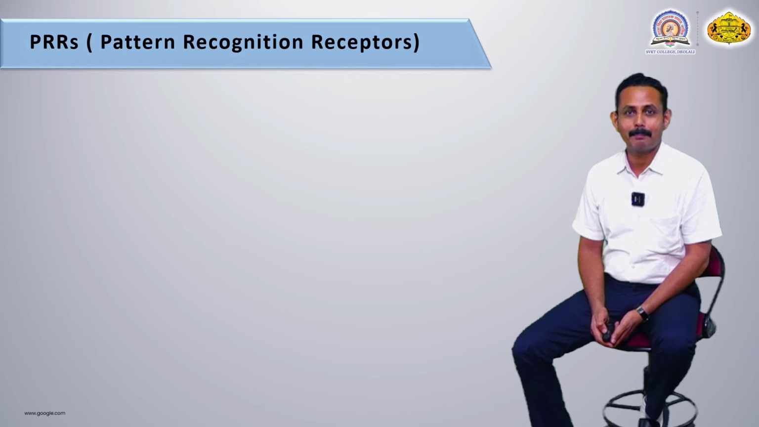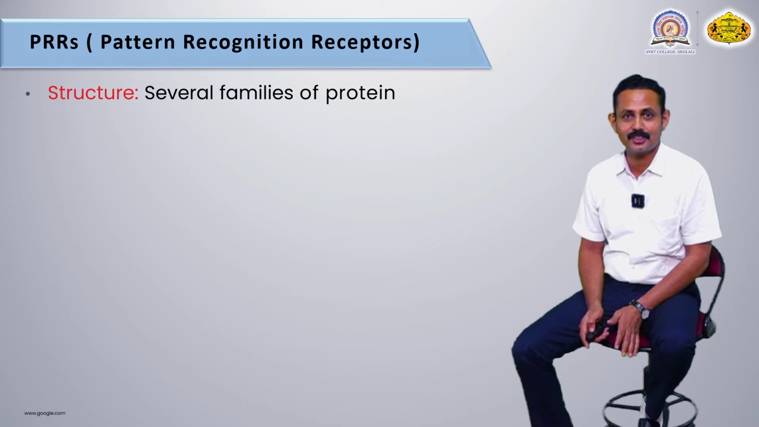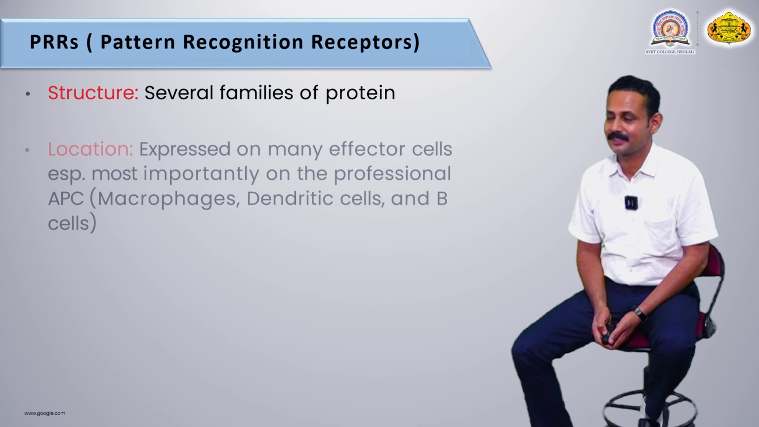Now let us see the other type of humoral component, the pattern recognition receptors, which are called PRRs. Chemically they are several families of proteins. They are proteinaceous in nature, but depending upon their chemical structure, organization, and conformation, they form a family of several different types of proteins.